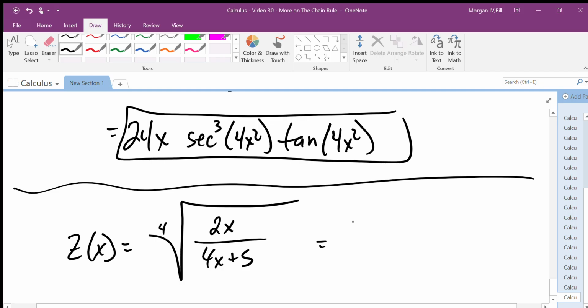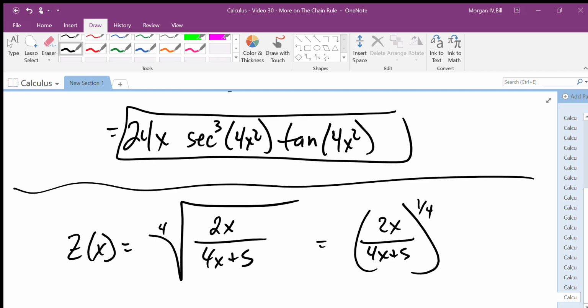Hopefully you'll recognize this as (2x over 4x plus 5) to the 1/4 power, right? 4th root is to the 1/4 power. So this is just your chain rule, all right? We'll just do the chain rule, but when we do the chain rule, the derivative of the inside is a quotient rule.